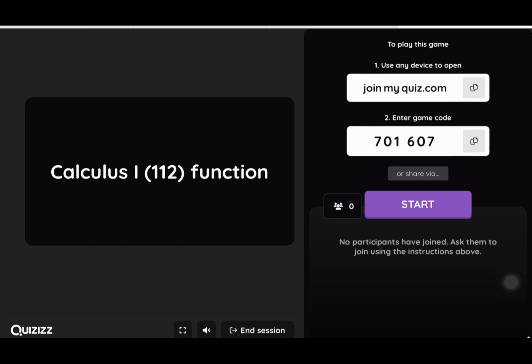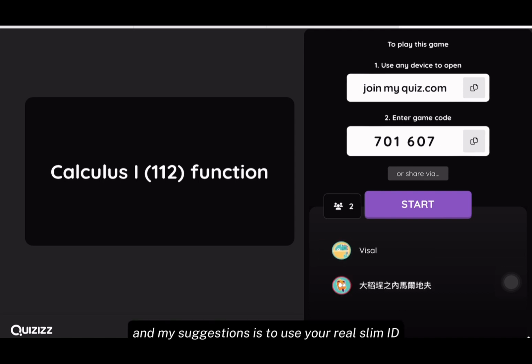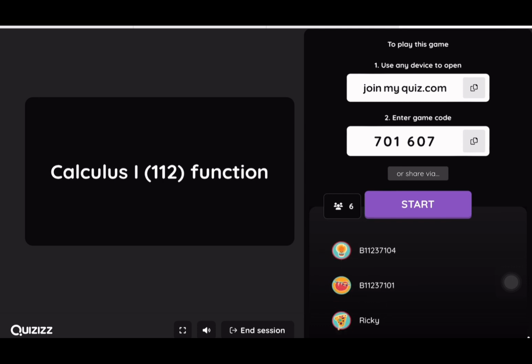Is it okay or not? My suggestion is to use your real student ID. You can redo if you want. It's already too late. Okay, use your student ID, it will be okay if you're using student ID. But in case you get some good score and you are not using your student ID, let me know which one of you.